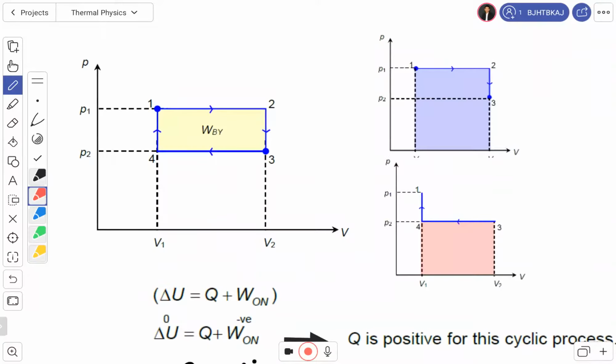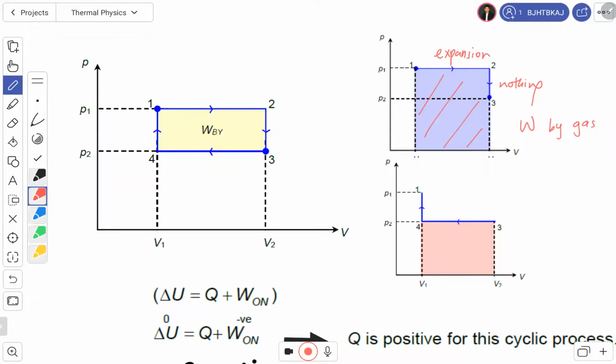Suppose I have this cyclic process 1, 2, 3, 4, in this way. Let's see what is the work done, how the various quantities change throughout one whole cycle. So let's look at 1 to 3 first, in terms of work done. 1 to 3 gives rise to this purple colored area, and this is an expansion. 1 to 2 is expansion. 2 to 3, nothing. But overall, 1 to 3 gives rise to a work done by gas.